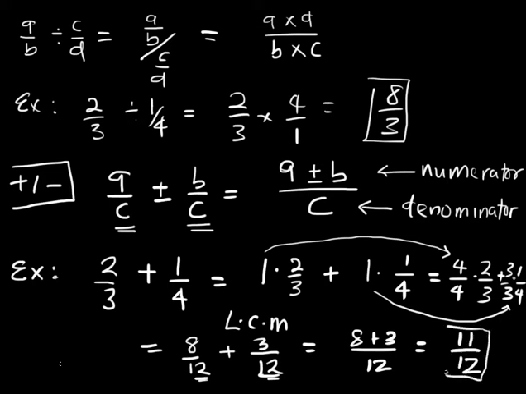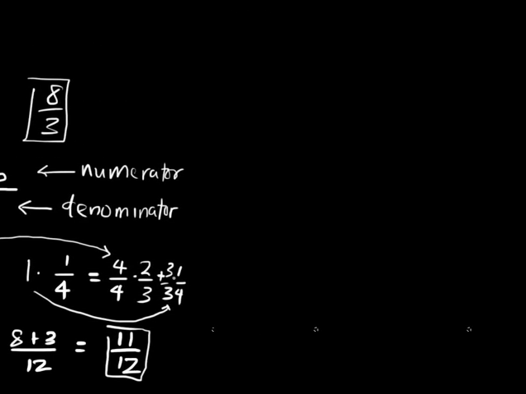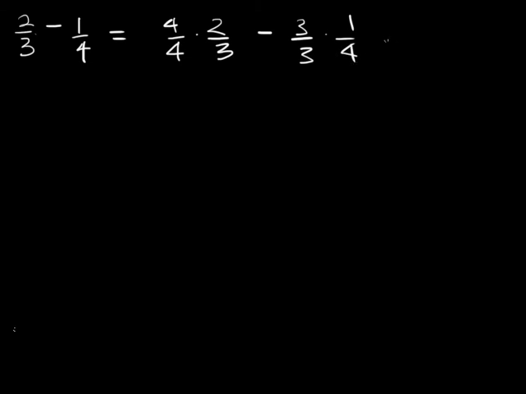Final answer. Okay. Let's look at the subtraction. Is the subtraction gonna be any different? Not really. So if we continue with our example again, 2 over 3 minus 1 over 4, we've simplified it, and we've seen that if we do 4 divided by 4 multiplied by 2 over 3 minus 3 divided by 3 multiplied by 1 over 4, all right, it's going to be 12 on the bottom, and it's going to be 8 minus 3. So final answer is 5 over 12.